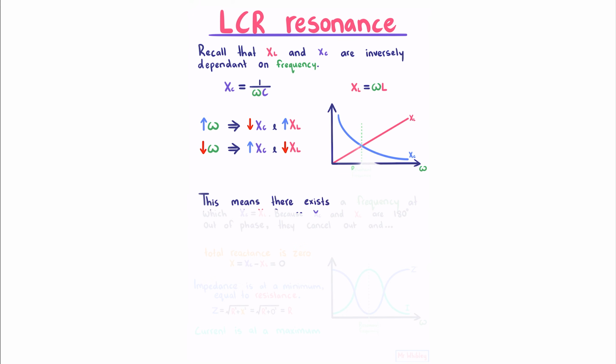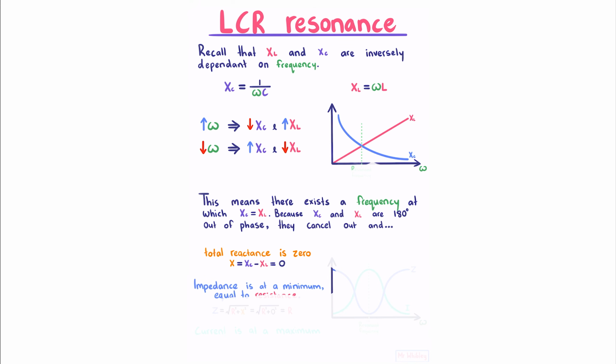This means there exists a frequency at which XC is equal to XL, which is right here. Because XC and XL are 180 degrees out of phase, they cancel out, and our total reactance is 0. Because our reactance is 0, while our resistance stays the same, this means that our impedance is at a minimum and is therefore equal to our resistance. We can see this mathematically by using our impedance equation, and if we make our reactance 0, then we just get the square root of R squared, which is just R.